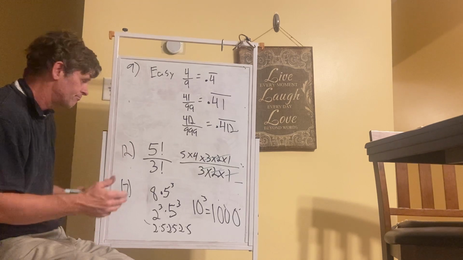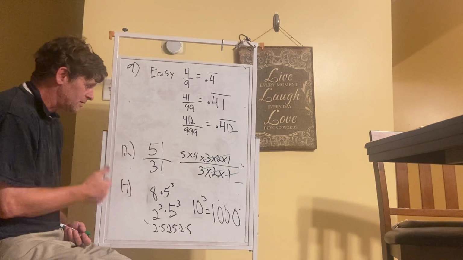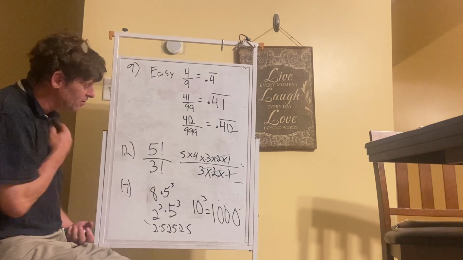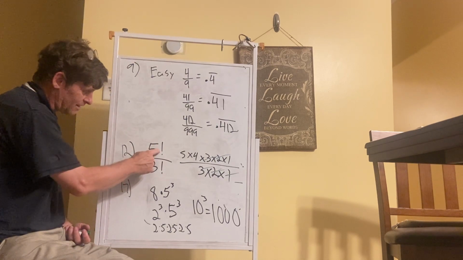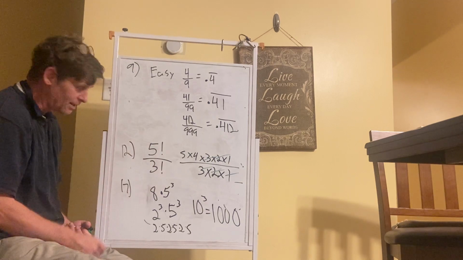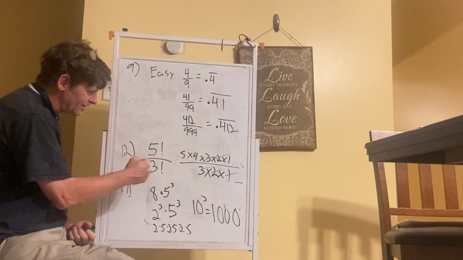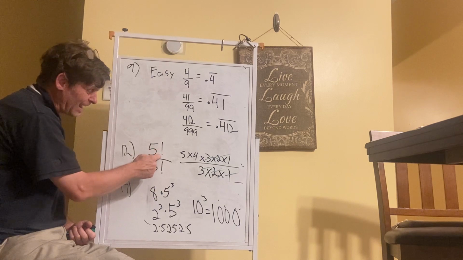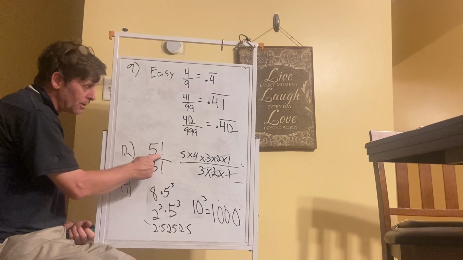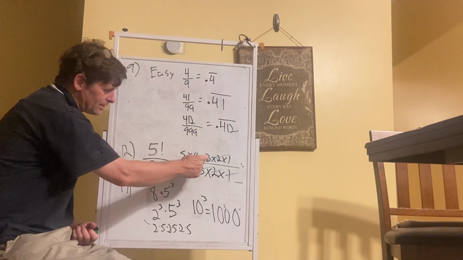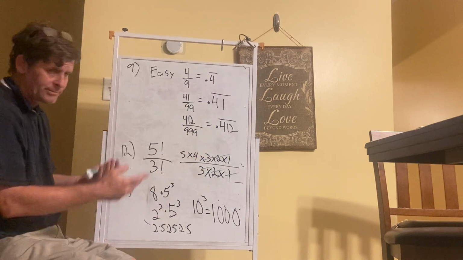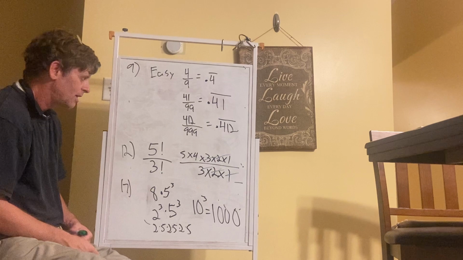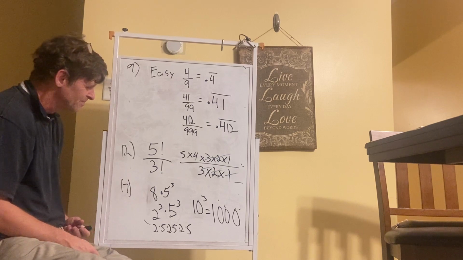Another thing, again, if you guys do MATHCOUNTS at school, they love these things. All right, it's an exclamation point. It doesn't mean 5, it means 5 factorial. Which means 5 times 4 times 3 times 2 times 1. It's just what that means. Okay, we use it a lot in probability.